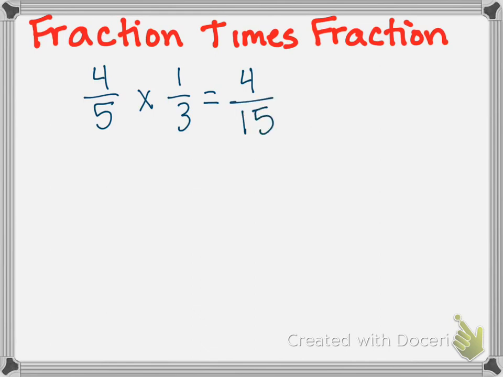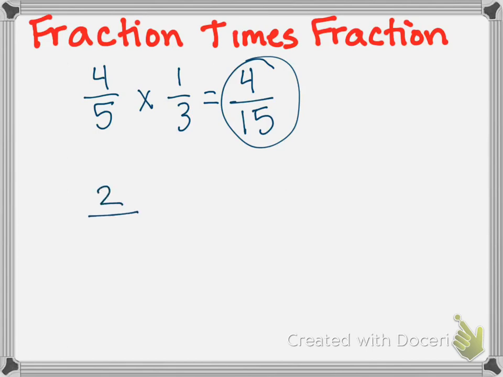We think about whether or not we can simplify. Well, both numbers are not even. 15 only has factors that are 1, 3, 5, and 15. And the only number of those that goes into 4 is 1. So that is simplified. Let's try another one.